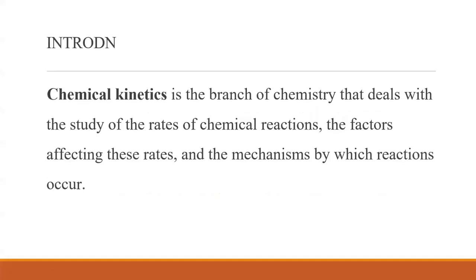Now, we want to look at what chemical kinetics is, and we find that this is a branch of chemistry that deals with the study of rates of chemical reactions, the factors affecting these rates, and the mechanisms by which the reactions occur. Chemical kinetics focuses mainly on understanding how quickly reactants are transformed into products and what influences these reaction rates.